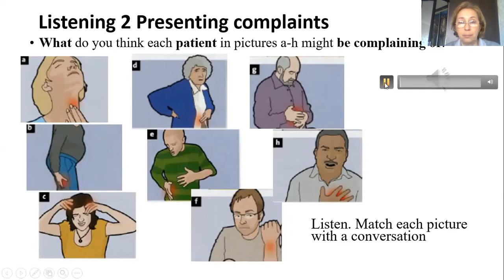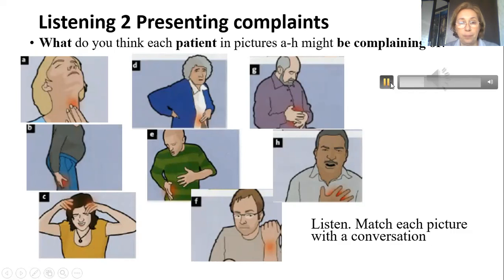Listening to. Exercise 2. 1. What's brought you here? My wrist is throbbing since I fell in the street. Which picture is it? F, doctor. F. Exactly. 2. Can you tell me what seems to be bothering you? I've got a really sore throat. Now, C. picture A. A. A, doctor. 3.